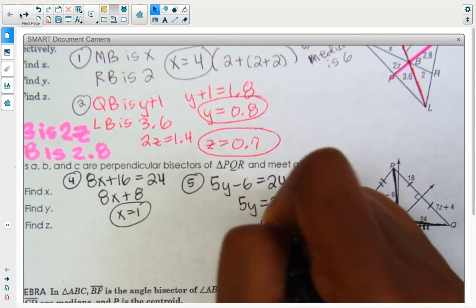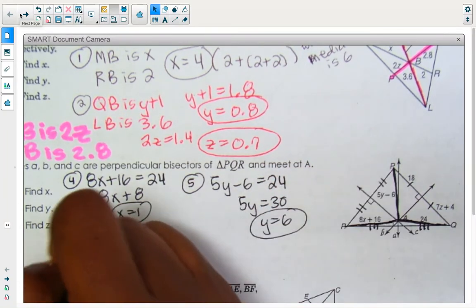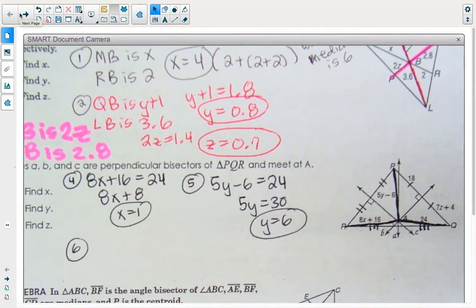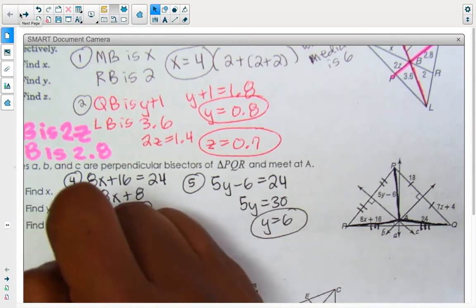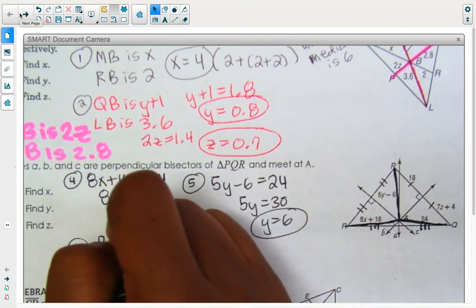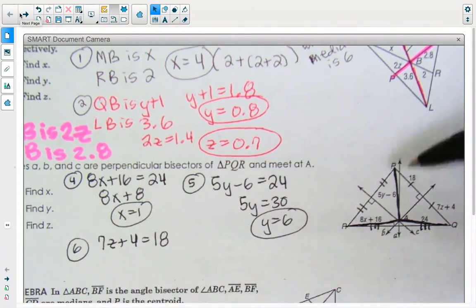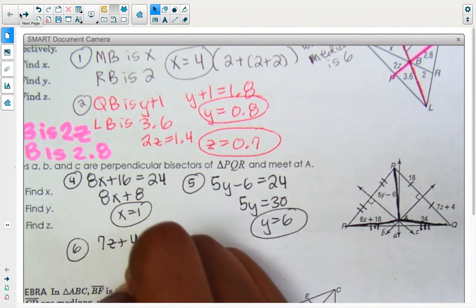Y equals 6. And last one, number 6 asks us to find Z. So Z is right here. So I know that this segment is congruent to this segment because I had perpendicular bisectors, and the bisector cut my triangle side in half. So I know that 7z plus 4 is equal to 18, because the tick marks that we put earlier show that this is congruent to this. Go through, solve the equation, divide, and we got 2.